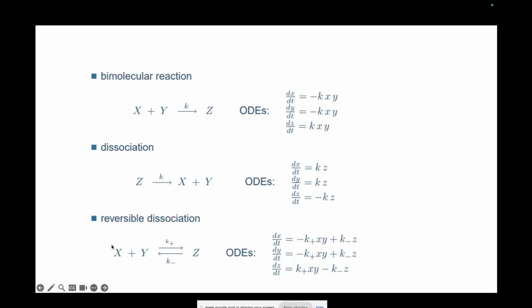Now, z is getting used up in the opposite direction with the rate of k minus, and the only compound that is relevant here is z, because you do not need x and y to dissociate z. Z is spontaneously getting dissociated into x and y. So the concentrations of x and y don't matter. The concentration of z matters here.